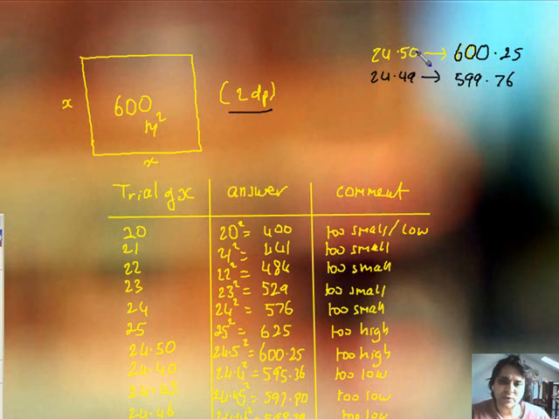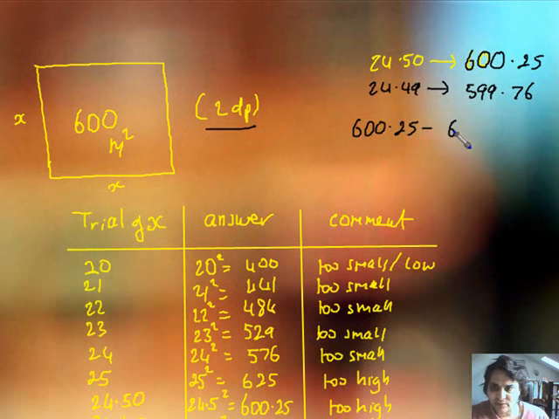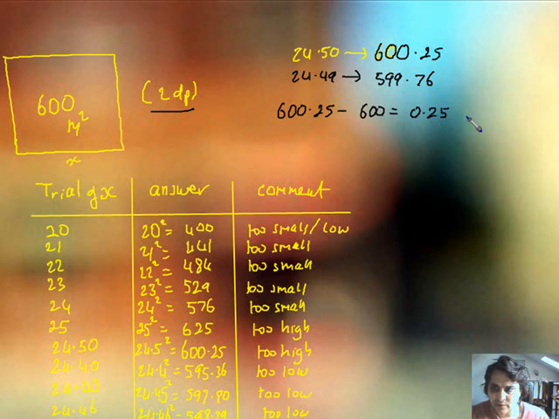What we need to do is do a small calculation to see which of these two is nearer to 600. So here I go. I've got 600.25. I'm going to take away the 600, and that will give me 0.25 difference. In other words, I'm only 0.25 above 600. Now I'm going to try this one. So put the 600 first, it's the bigger number.